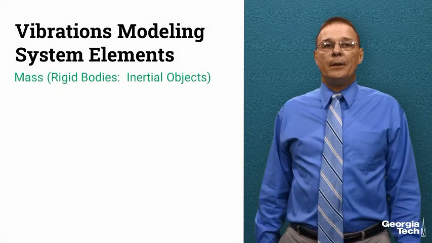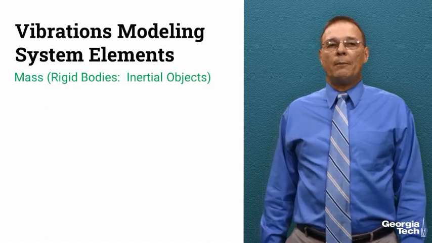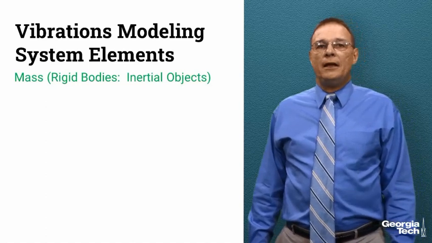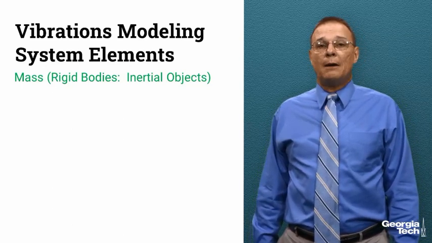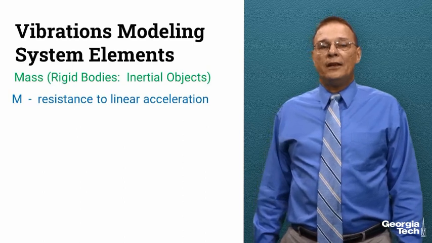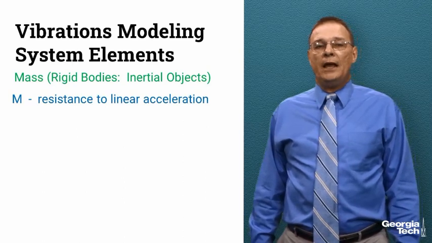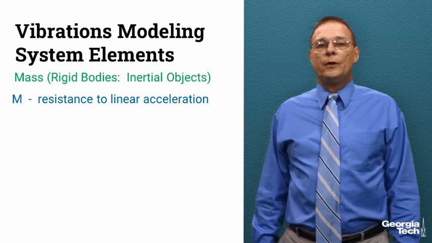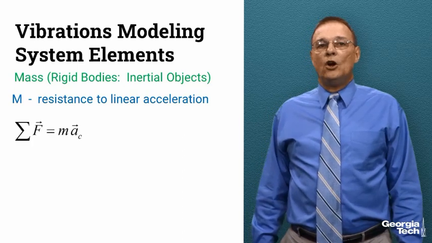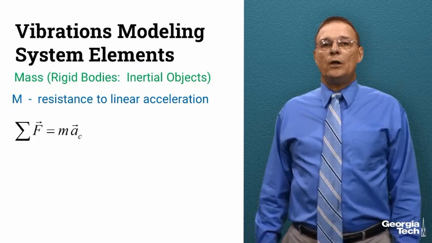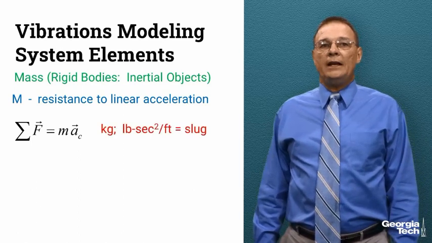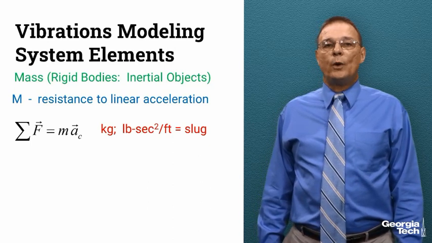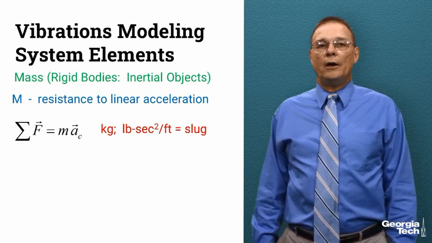So for the system elements, the first system element I want to talk about in this module is mass. And these are objects or rigid bodies that have inertial properties. And so mass is given the symbol m, and we say it's a resistance to linear acceleration. So we see it in the Newton-Euler equations, F equals ma, the mass is included there. And it's given in units of kilograms or pounds second squared per foot, which is called slugs.